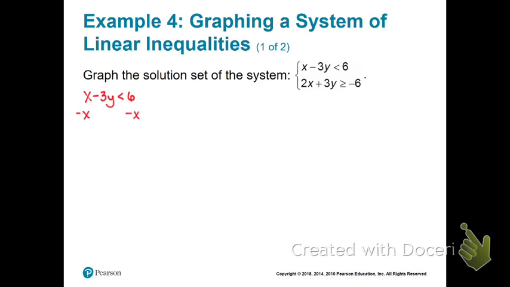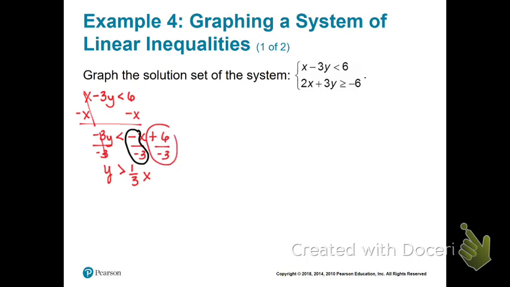So subtract the x. So negative 3y. My inequality symbol, I have a negative x and a positive 6. And then just like before, we're going to divide everything by negative 3. Now what happens when I divide by a negative? Now my inequality is going to flip. What number was in front of the x to begin with there? A negative 1, right? So it's negative 1 divided by negative 3. Positive 1/3 x. And then what's 6 divided by negative 3?